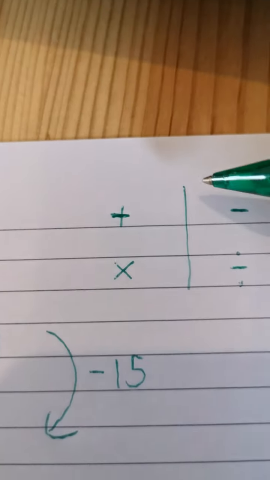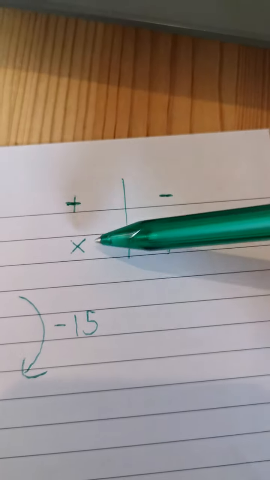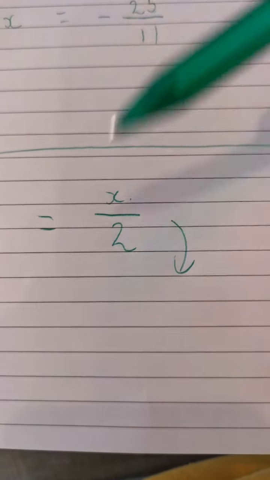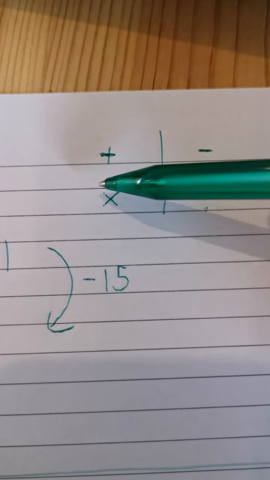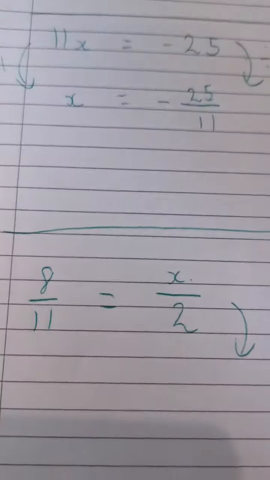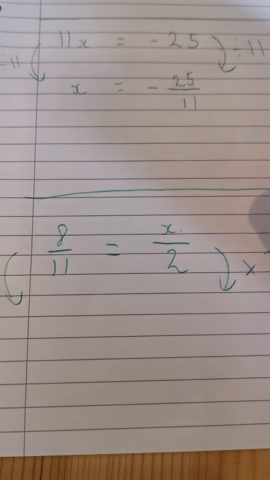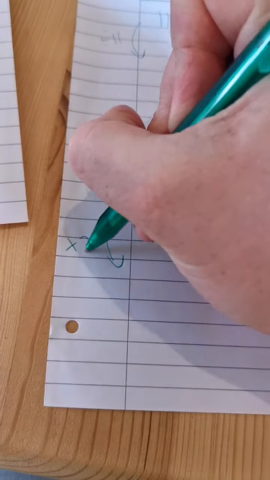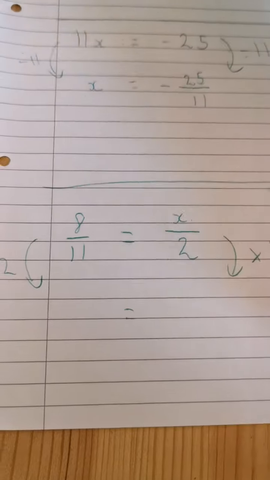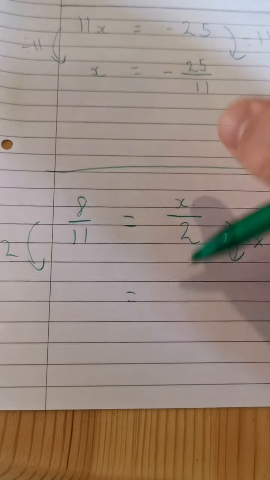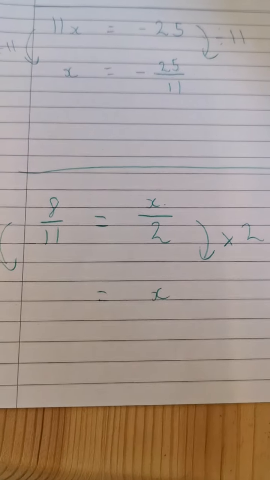So if I go up to the top of my page again, multiply is the opposite of divide. So if I'm dividing x by 2, the opposite is going to be multiply. So my opposite, or my inverse operation, is going to be times by 2. So I'm going to times by 2. If I times x over 2 by 2, I'll be left with x.